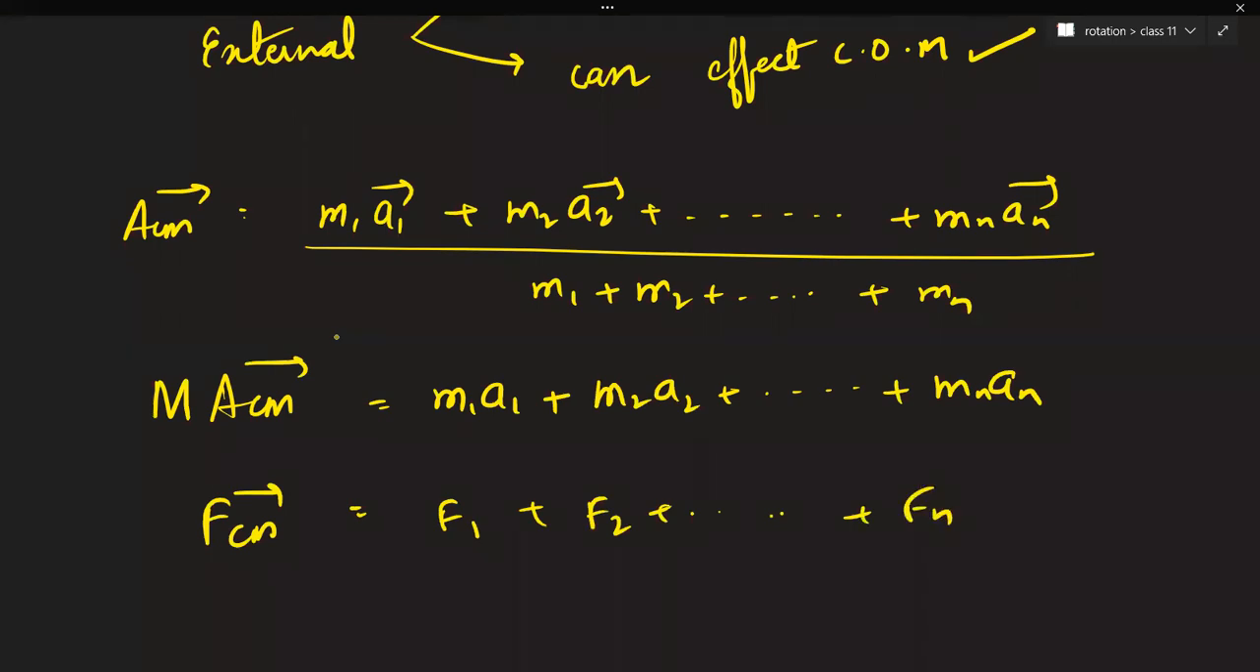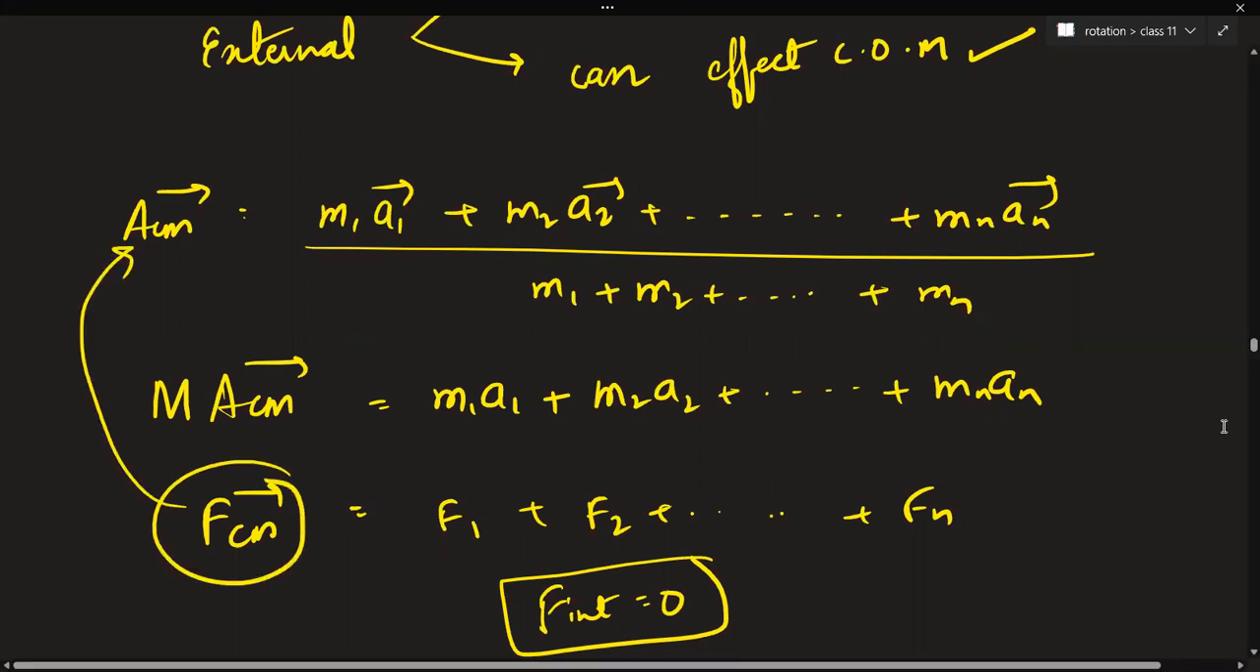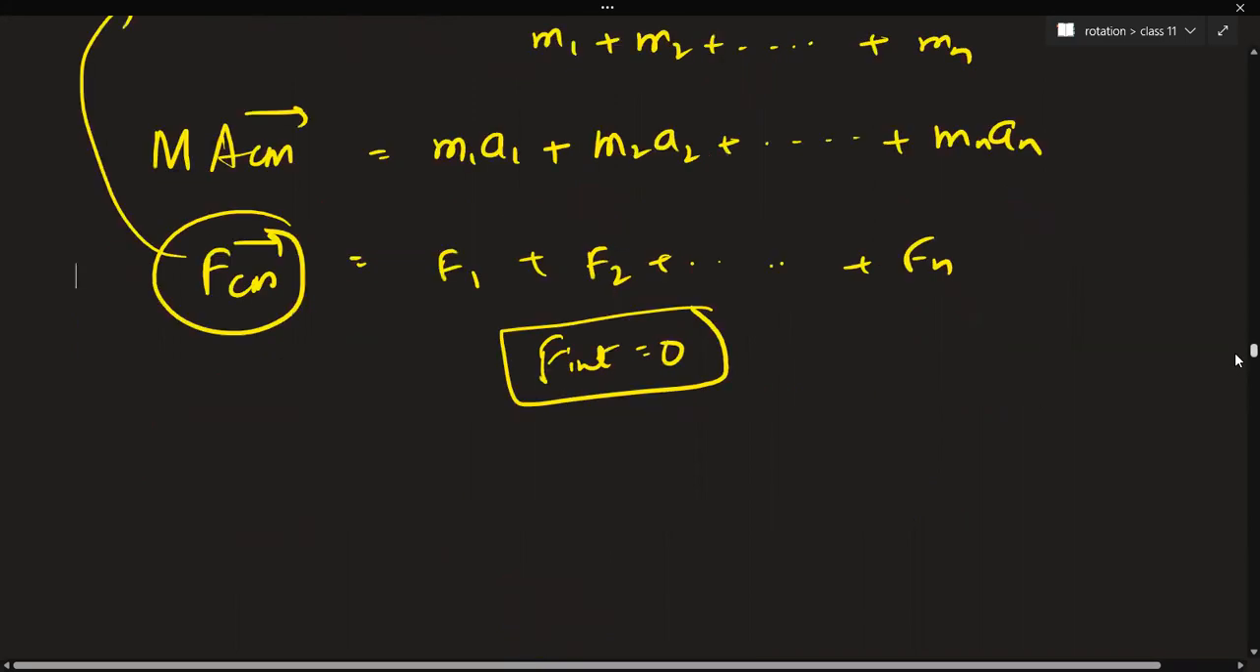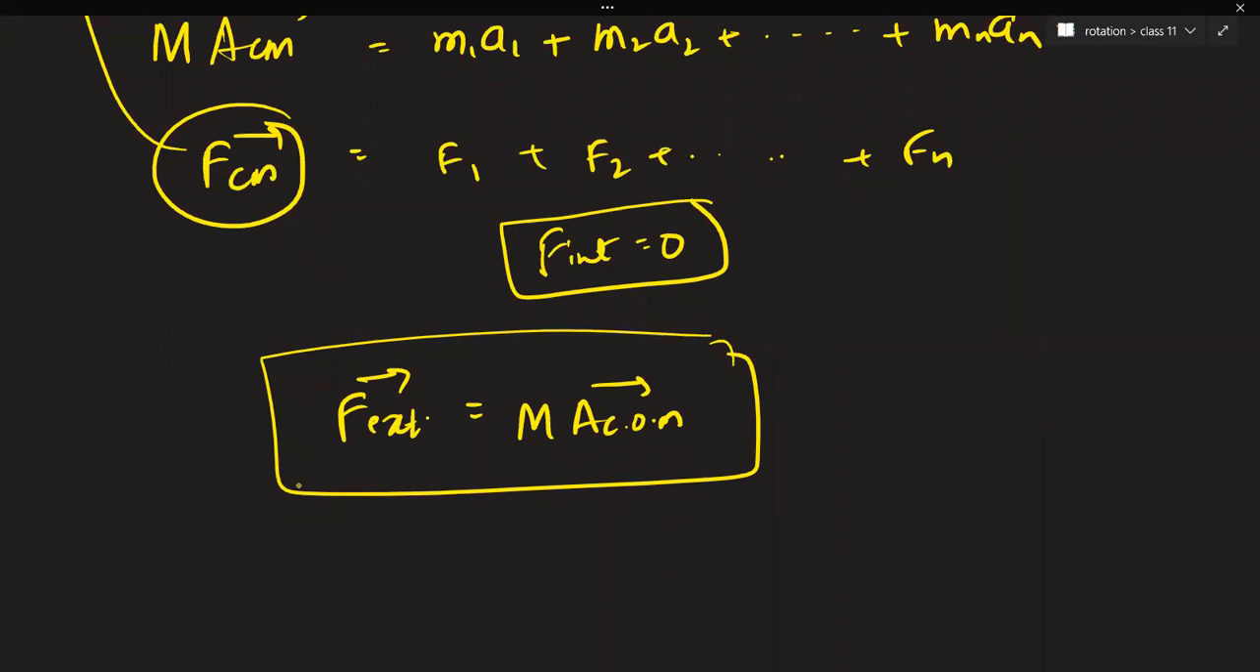Now if I'm talking about the internal forces, the net internal force of the system is zero because all the forces cancel each other. So it means the force that is acting on the center of mass is actually the external force, because internal forces will cancel each other. So this means F external is mass into acceleration of center of mass. So normal F equals MA, same thing. Remember, acceleration always depends only on external force. It does not depend on the internal force.